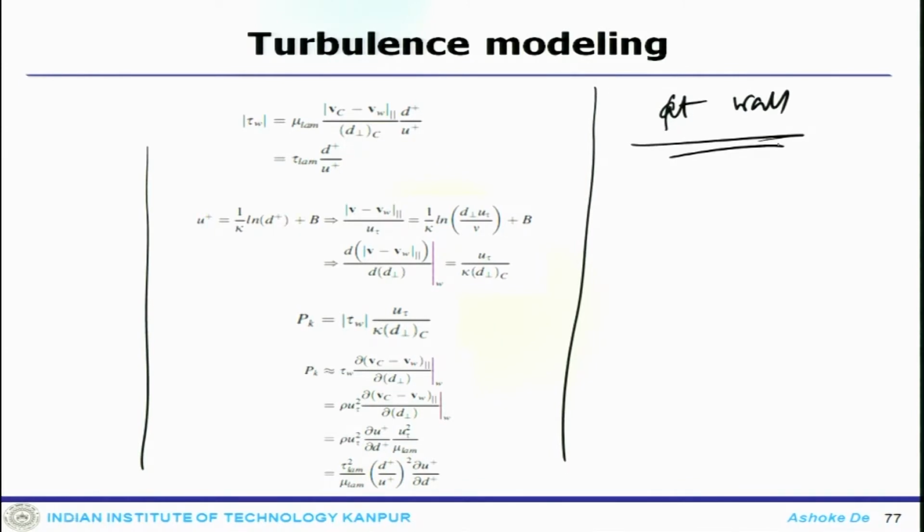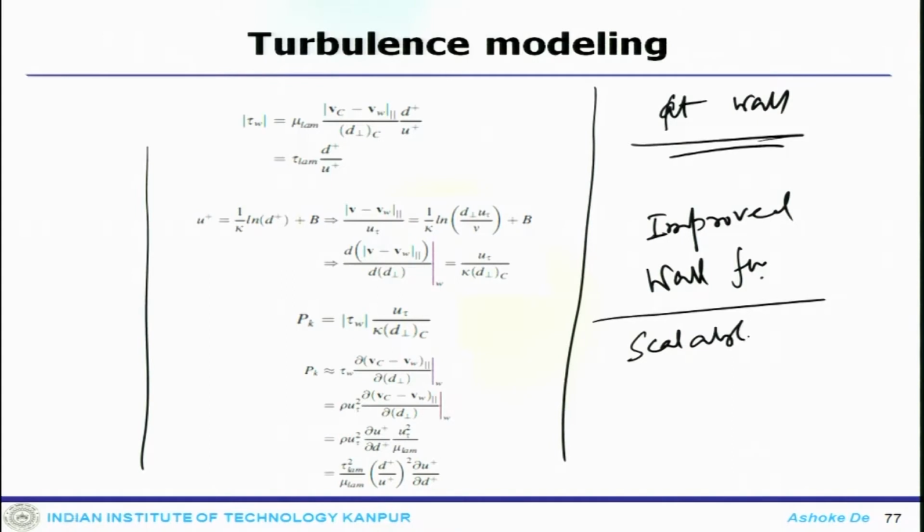Now, the other way one can think about is using some sort of an improved wall function, because sometimes the grid resolution is not sufficient. So, one may use the improved wall function, and you can derive these equations for it. Or thirdly, one can think about some scalable wall function. Essentially what you do is calculate the normal distance to the wall, and then you can solve for it.